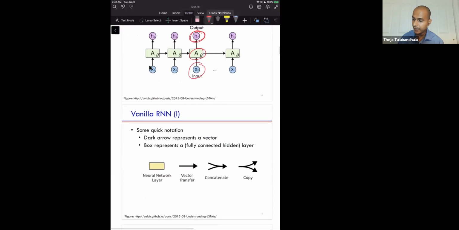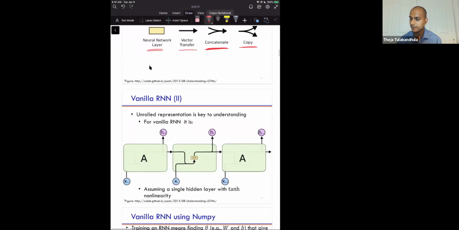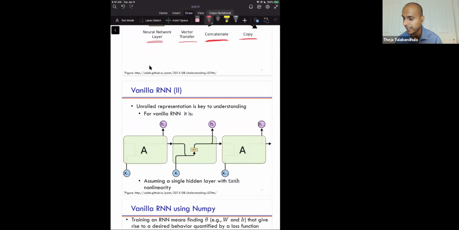For that, we'll use the following notation. We'll use the yellow block for a single neural network layer, like a feed-forward network layer. We'll use boldface directed arrows to represent vector transfer. If two arrows merge, it's a concatenation, and if two arrows diverge, it's just a copy, the same vector being passed on to two outputs. With that, we're now going to zoom in on what the A block is.